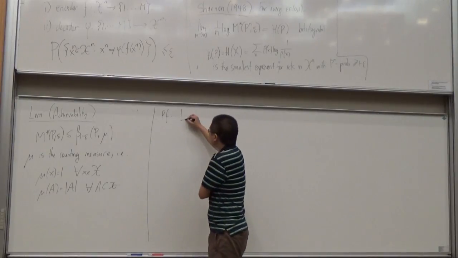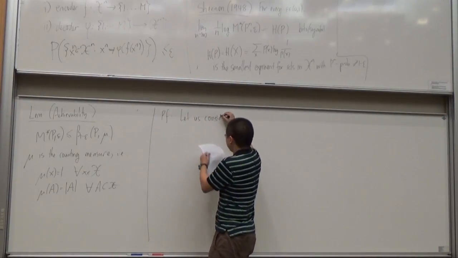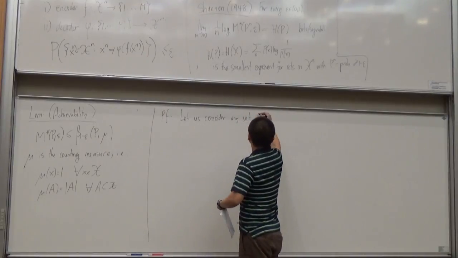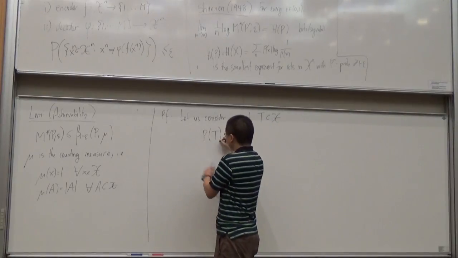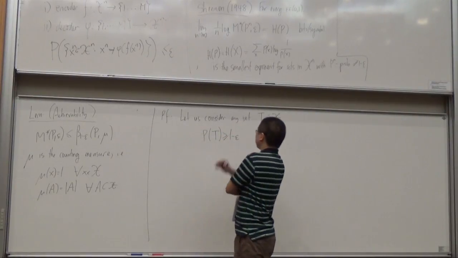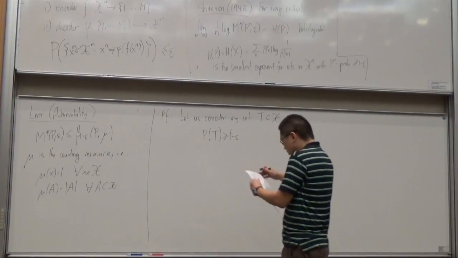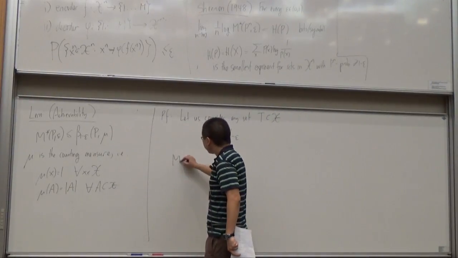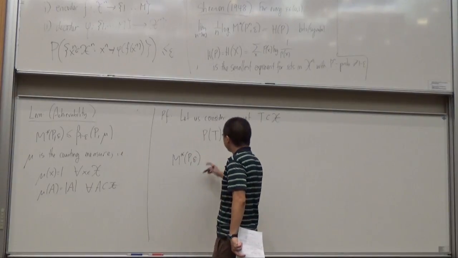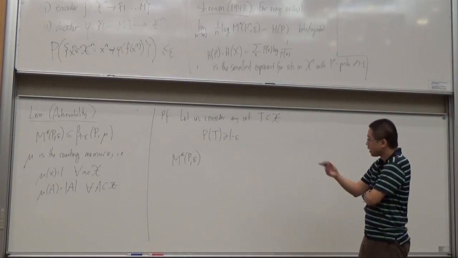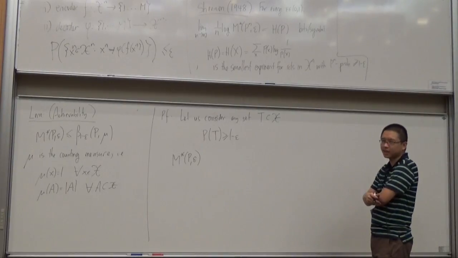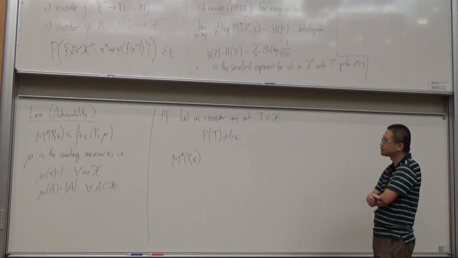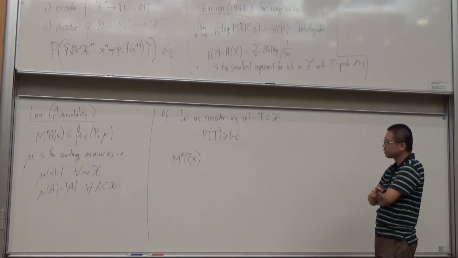Okay, so let us take any set. Let us consider any set T subset of X such that P of T is greater than 1 minus epsilon. So now let us try to minimize over all possible such sets. So this set is a good set. We are going to encode all the realizations of the source X that belong to this set. So you can think of this set as a typical set. This typical set has probability greater than 1 minus epsilon.